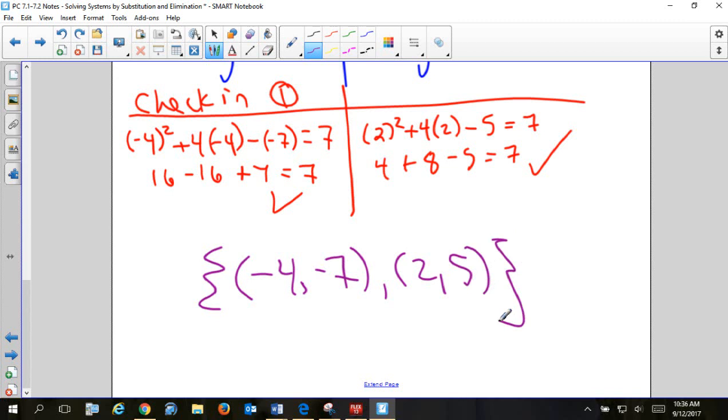When we did this like 2 nights ago, I think it was, that's how I showed the solutions. So when you have multiple answers, you want to write them as a set, a collection of answers.